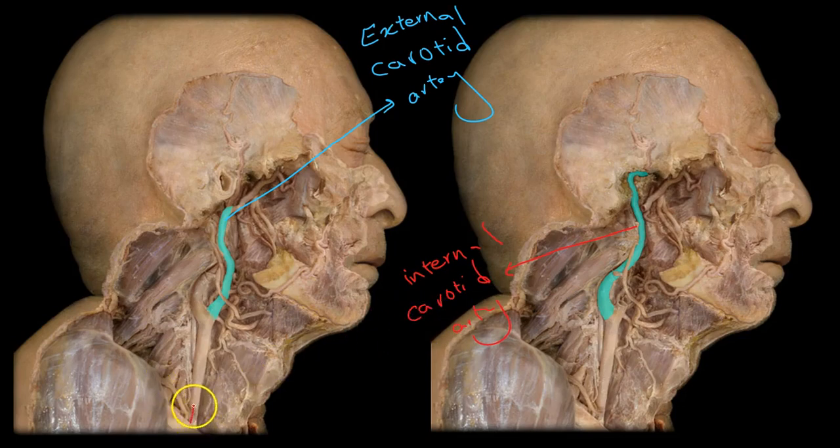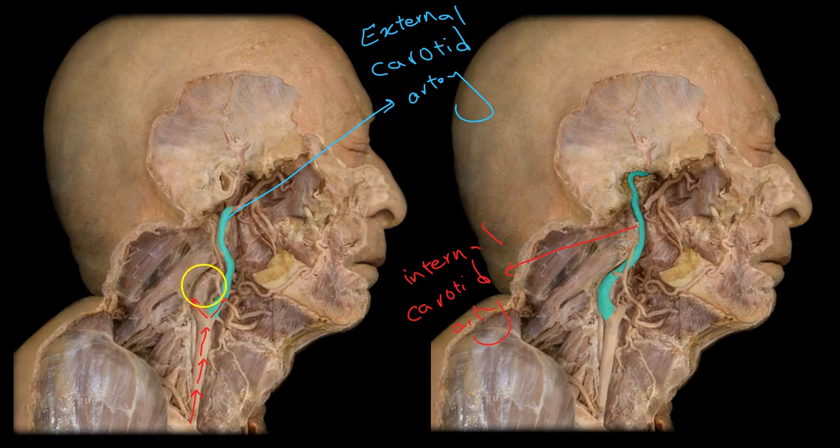So one more time, let's follow this blood vessel, which comes from the brachiocephalic trunk on the right side and from the aortic arch on the left side. This is the common carotid artery. Then it gives these two branches. One branch goes toward the face at the external surface.